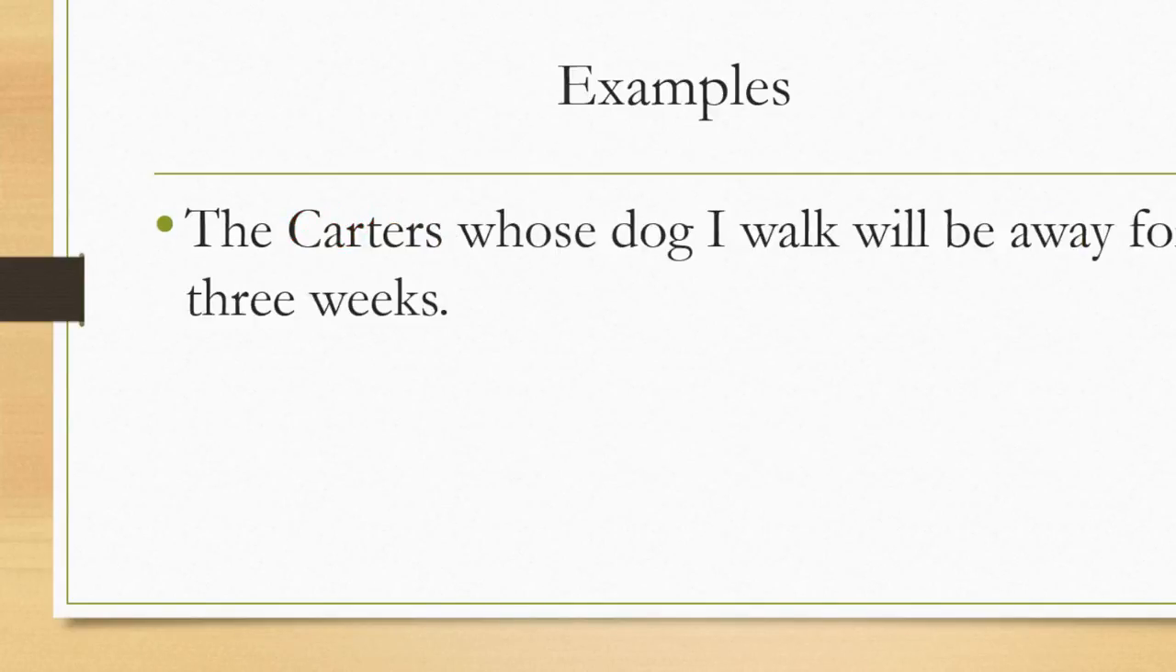The Carters, whose dog I walk, will be away for 3 weeks. So again, I'm going to locate my relative pronoun, which is the word whose, and my adjective clause is whose dog I walk, and that is giving me a little bit more information about the Carters. So my adjective clause is modifying the Carters. And for this sentence, I am also going to use commas, because I can say the Carters will be away for 3 weeks.